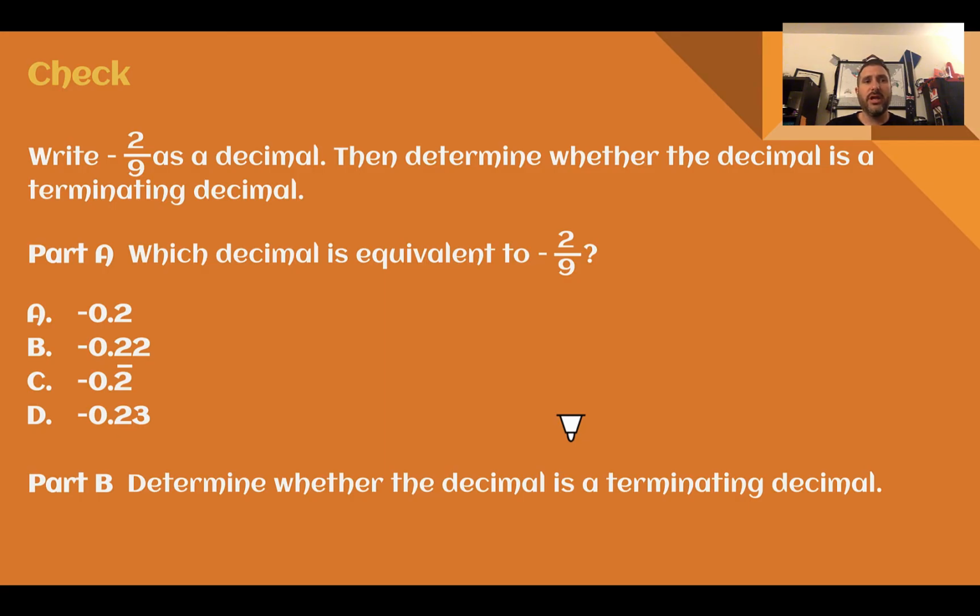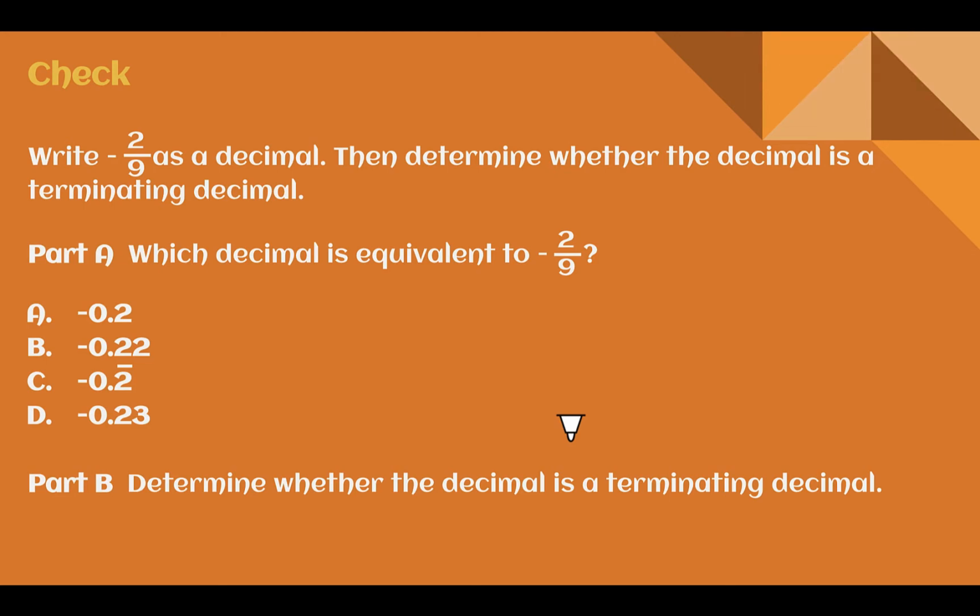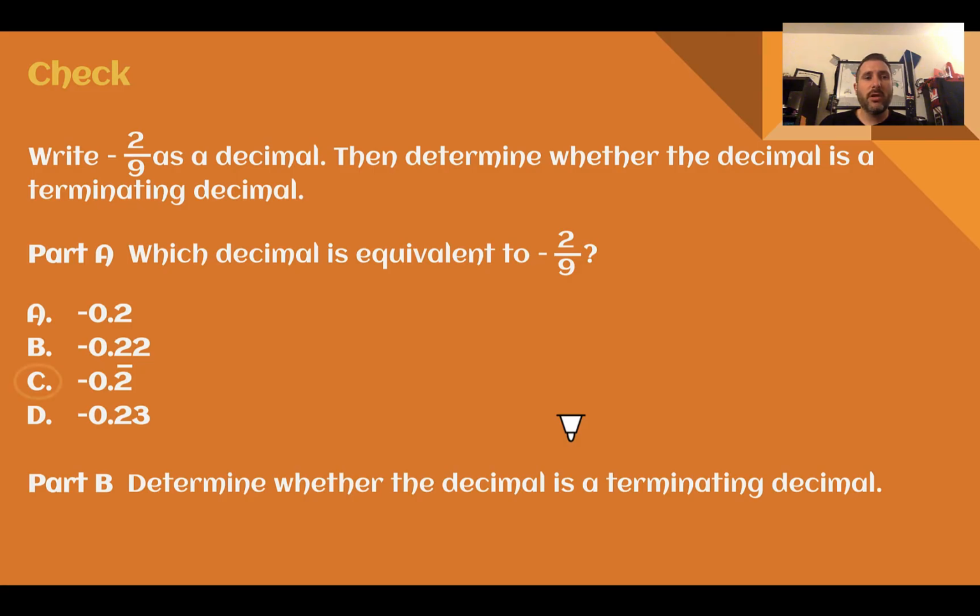Check your understanding. Write -2/9 as a decimal, then determine whether the decimal is a terminating decimal. When you're dividing with a negative fraction, just divide the fraction like normal, so 2 divided by 9, but then make your answer negative. Pause the video now and complete this check. Check your answer. The decimal that's equal to -2/9 is -0.2 repeating.